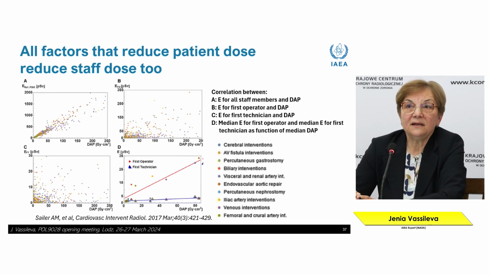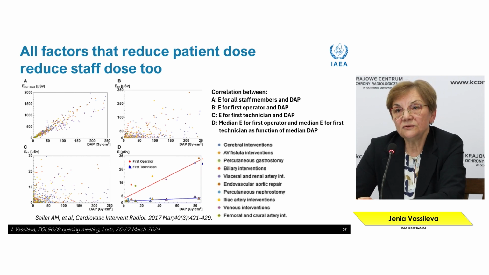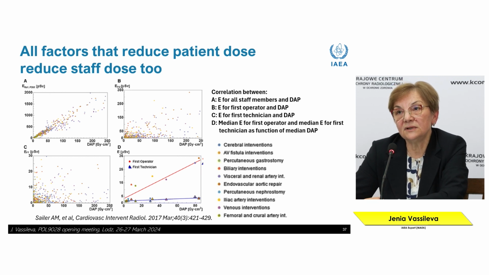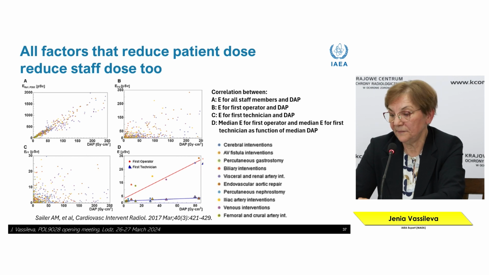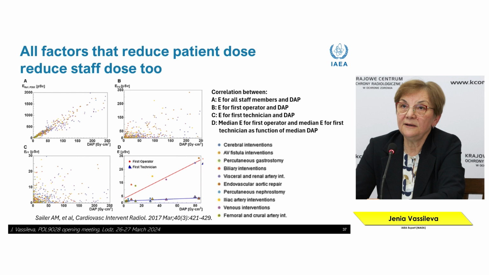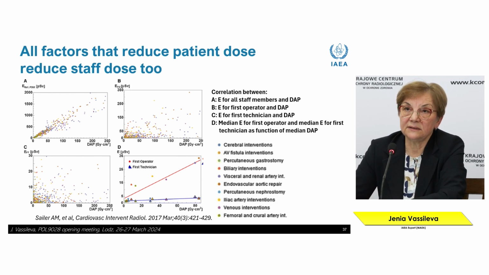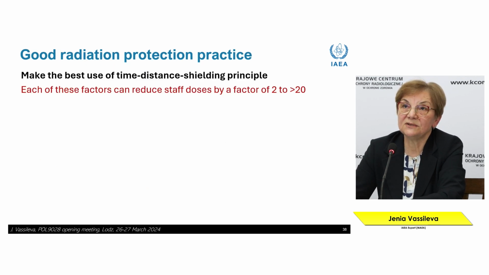There are many studies showing a good correlation between the staff dose and patient dose. It's not always the case. It depends very much on the type of the procedure. For some procedures, there is a very good correlation. For some others, the correlation is not very good. But generally, decreasing patient dose helps decrease staff dose as well. These graphs show staff dose correlated with the DAP, the dose area product, in different procedures.